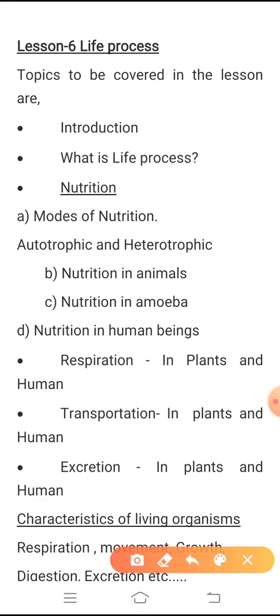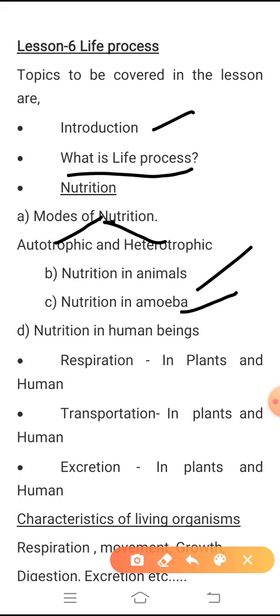Topics to be covered in this lesson are introduction, what is life process, and nutrition. Under nutrition, we are going to learn about modes of nutrition. There are two modes of nutrition, that is autotrophic nutrition and heterotrophic nutrition. We want to study nutrition in animals, nutrition in amoeba, nutrition in human beings, respiration in plants and humans, transportation in plants and humans, and excretion in plants and humans.